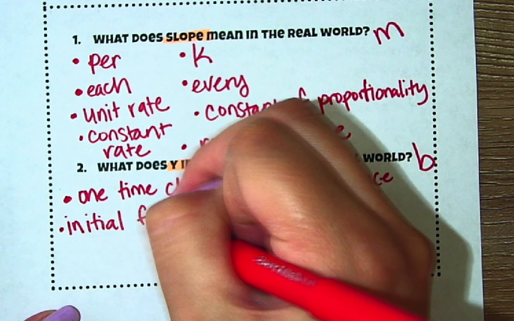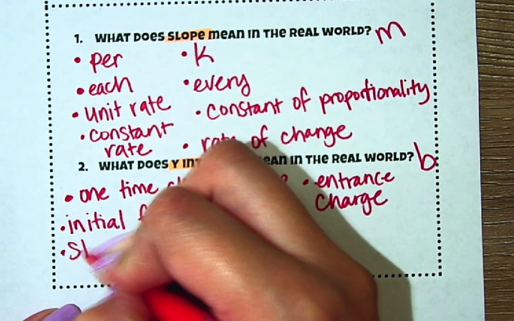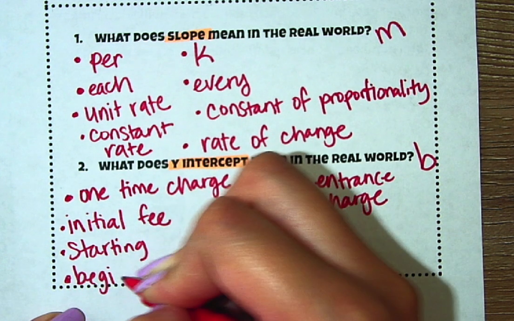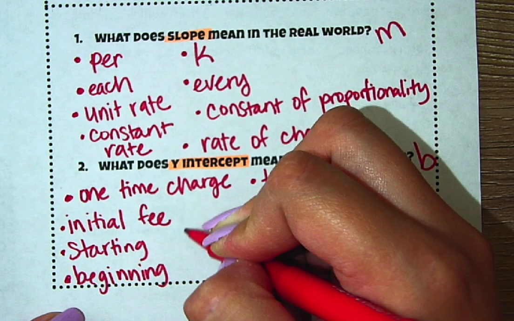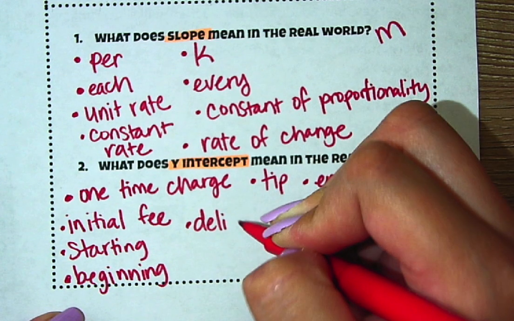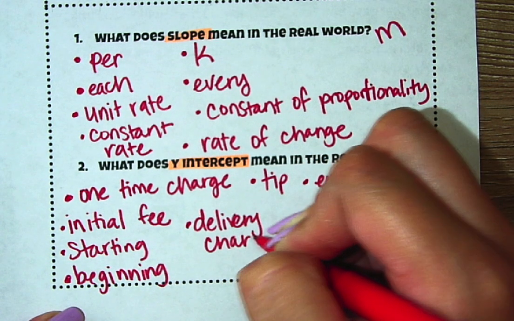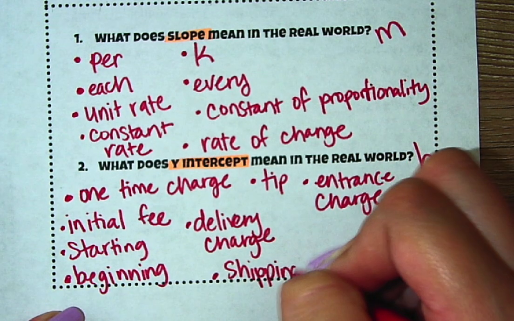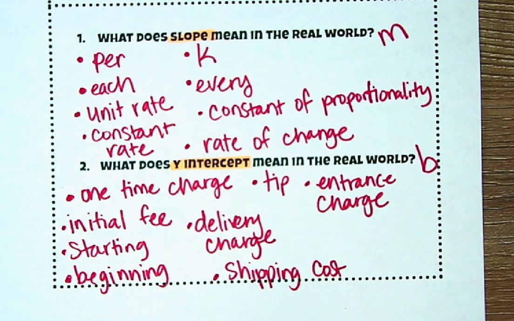This is going to be some more writing after this, so starting, your beginning, it could say delivery charge, charge or cost, and the last one it could say shipping. These are all things that happen once. Okay. Turn the page over when you're ready.